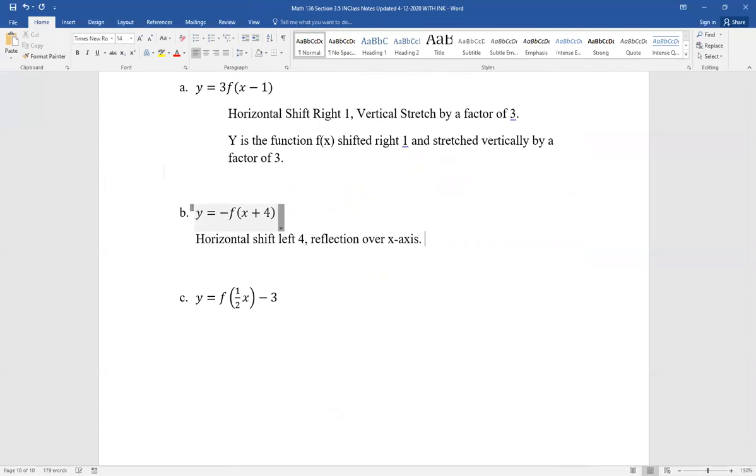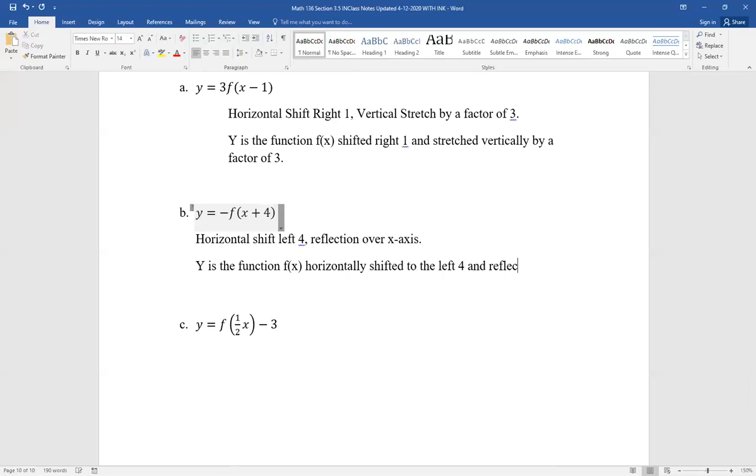So if we want to write that as a nice sentence, we would say that y is the function f of x. And I'm saying f of x because they gave me the symbol f in my problem. If it was a g there, I would say g of x. And we want to go by order of operations. So we're going to say horizontally, or you could just say shifted left to the left 4, and reflected over the x-axis.